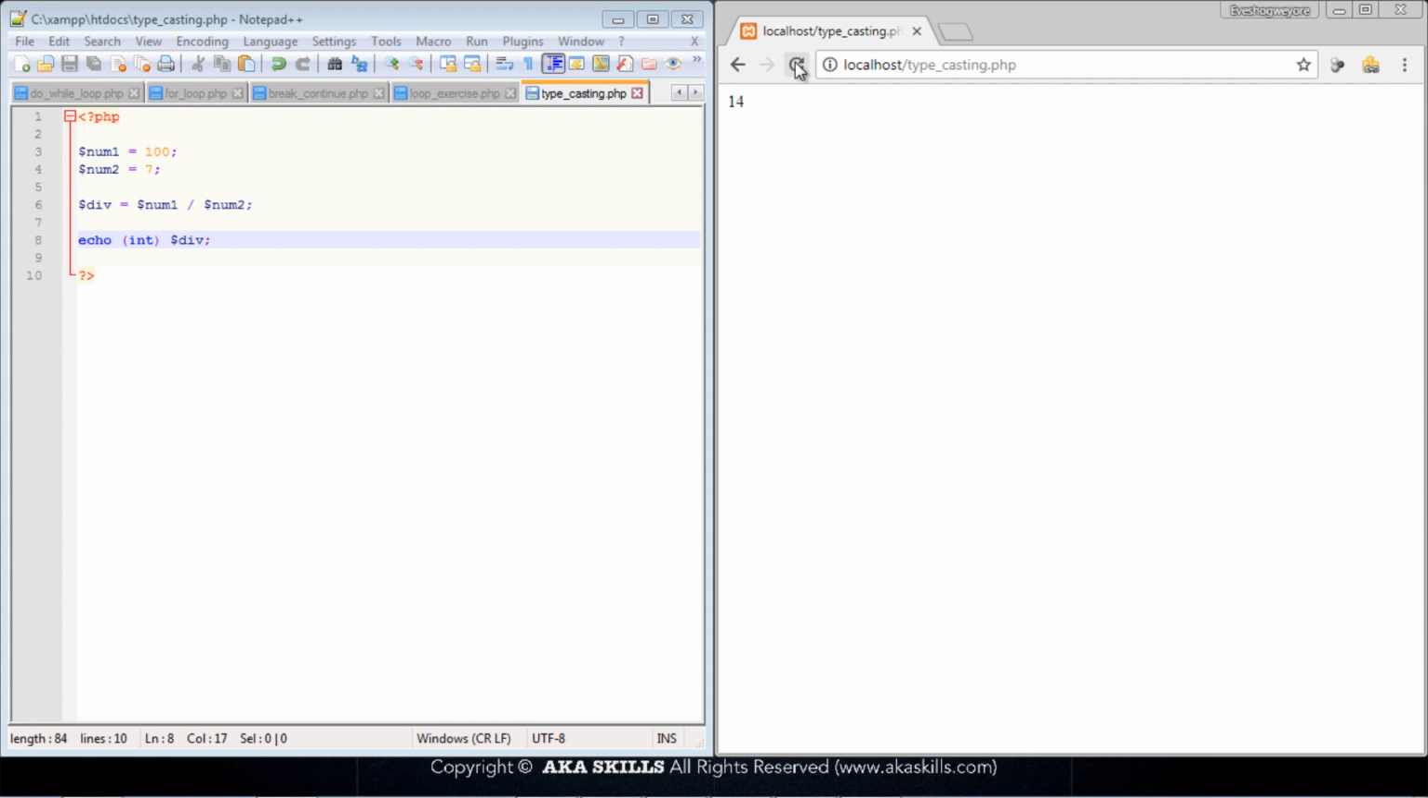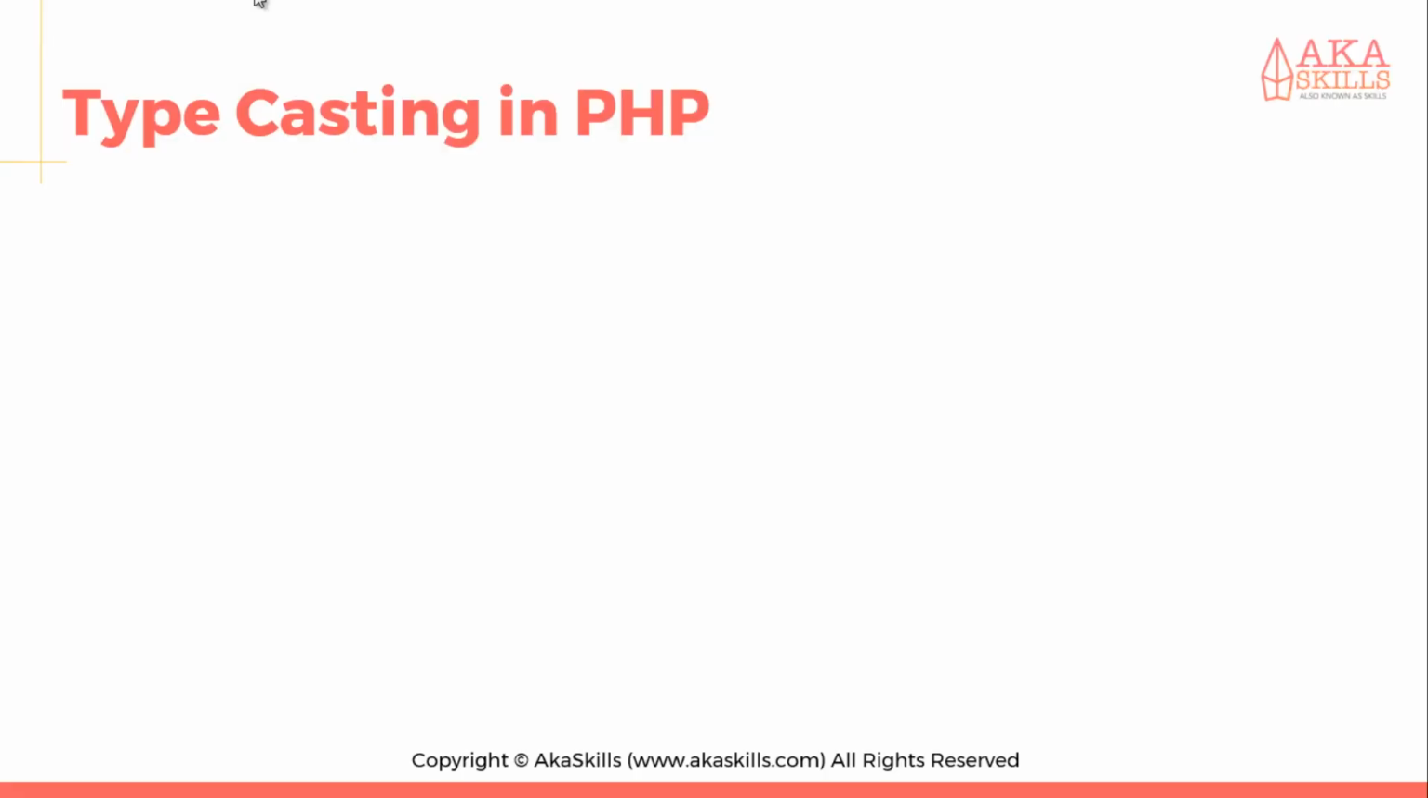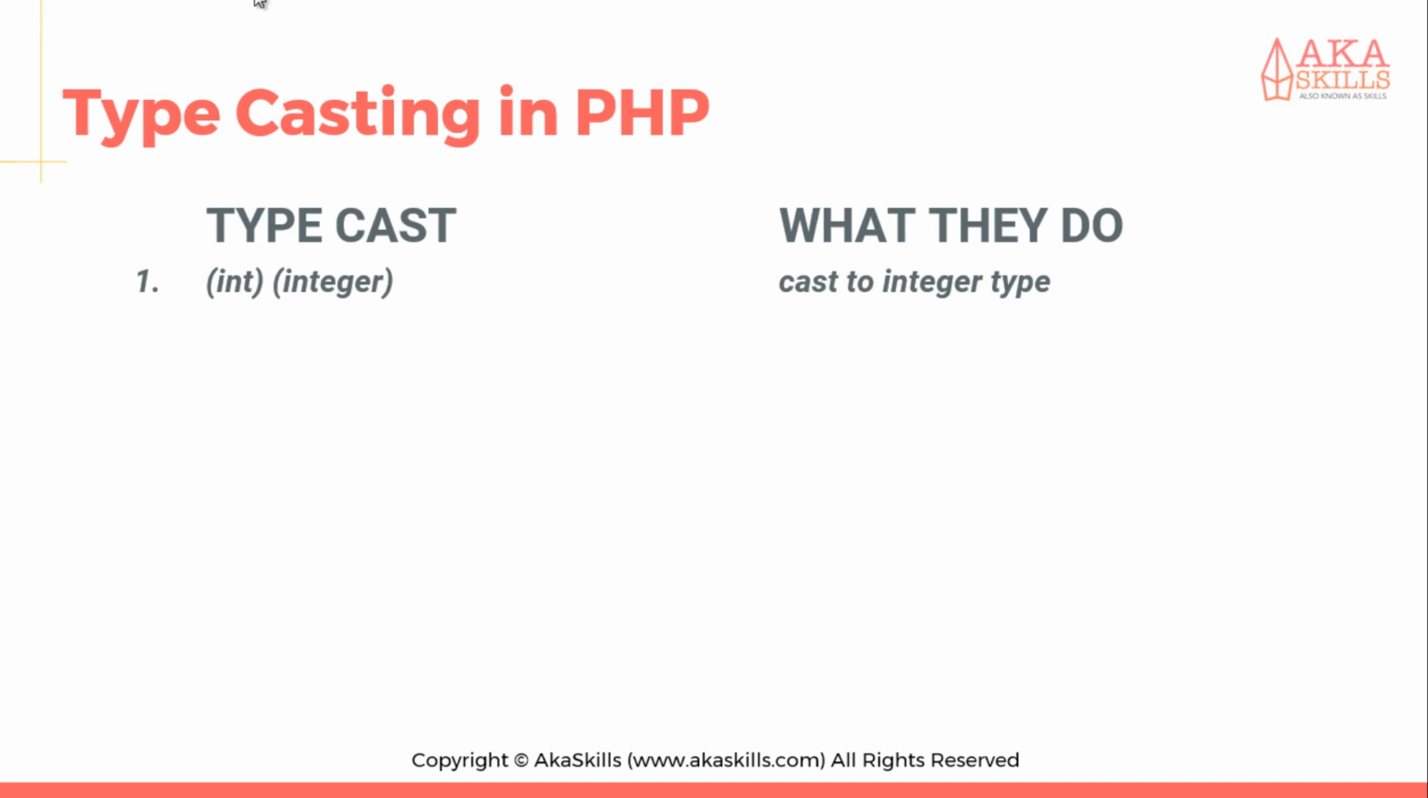So that is how simple it is for us to make use of typecasting, converting one data type to another. In PHP, we have a host of typecasts that we can make use of at our disposal. The one we just made use of casts to integer, so you can make use of either the first one or the second one. I prefer the first because it is shorter. They do exactly the same thing.